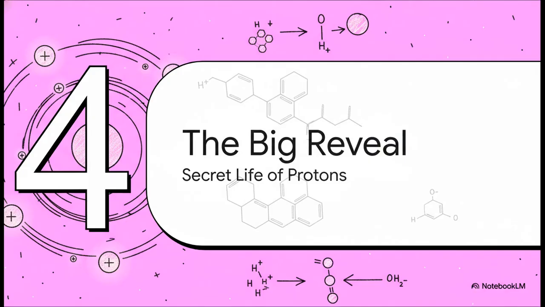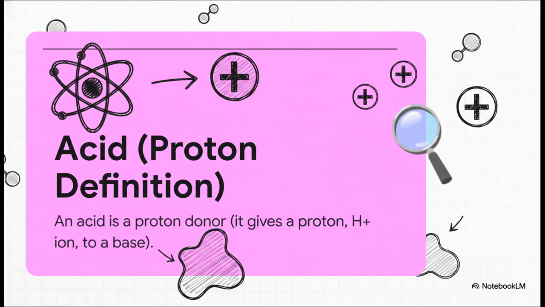We've covered a lot, but there's one last piece of the puzzle. One simple, really elegant idea that connects everything we've just talked about. And believe it or not, it all comes down to a tiny particle you've known about for years, the proton. Okay, let's think about this for a second. What is a hydrogen ion, that H+? Well, a normal hydrogen atom is just one proton and one electron. That's the whole thing. So if it loses its only electron to become an ion, what's left?